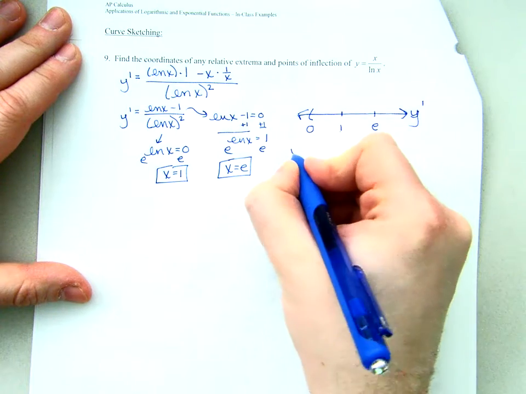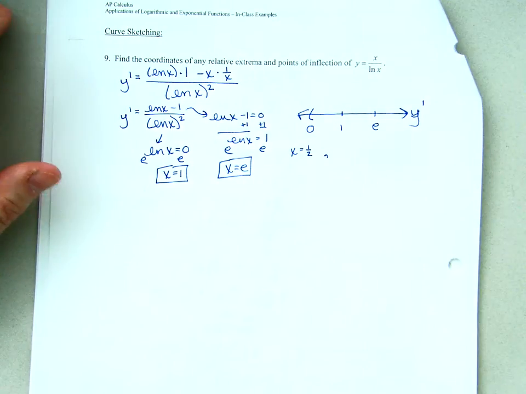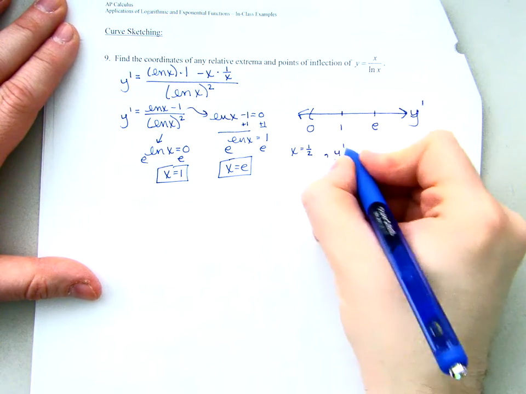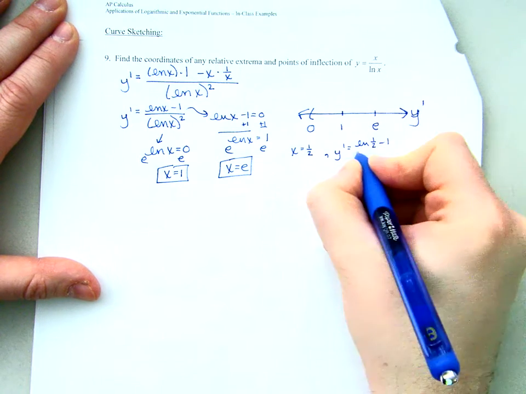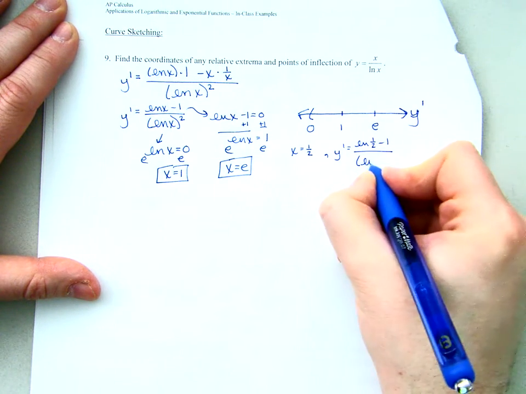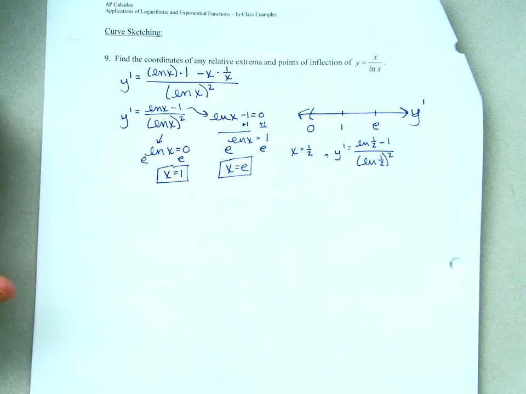Between 0 and 1, I'm going to plug in 1/2. What am I plugging into? Y or y prime? Y prime. I'm going to get y prime equals the natural log of 1/2 minus 1 over the natural log of 1/2 squared. No, you can't move it, because it's not a power inside your natural log. I'm taking the answer and I'm squaring that.